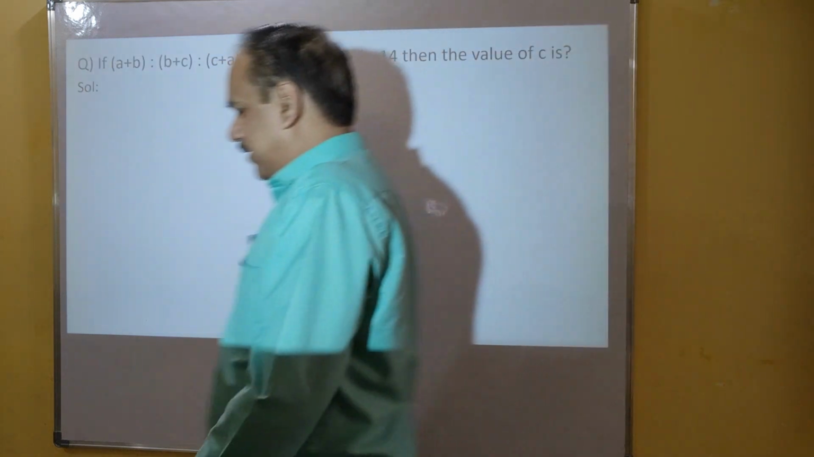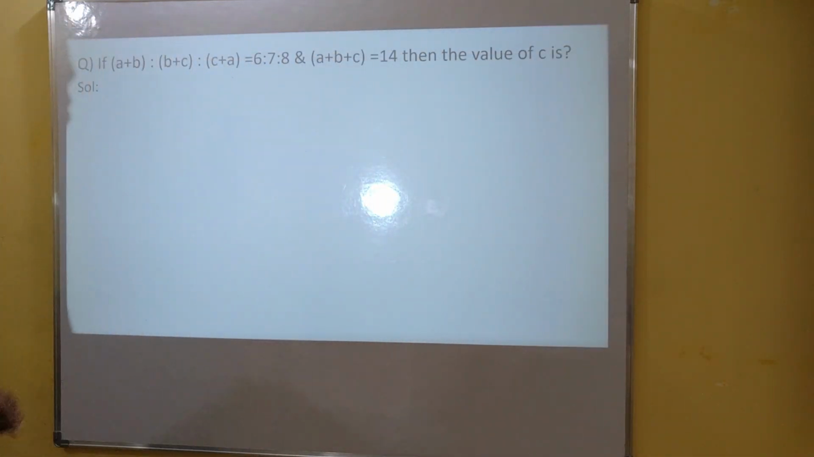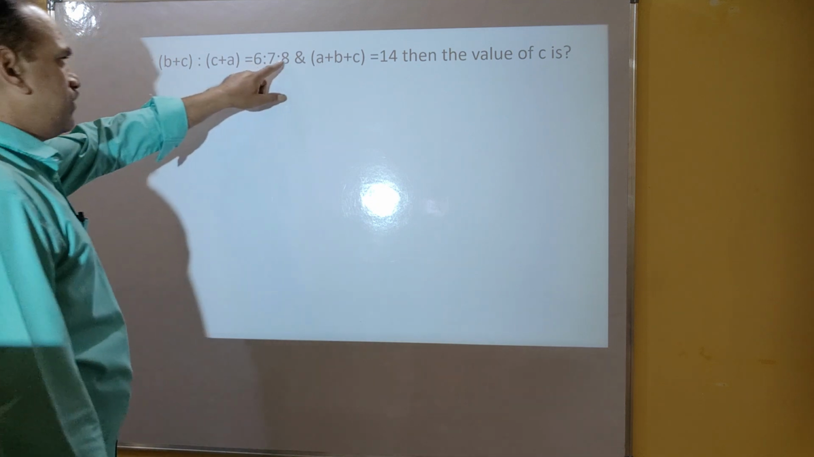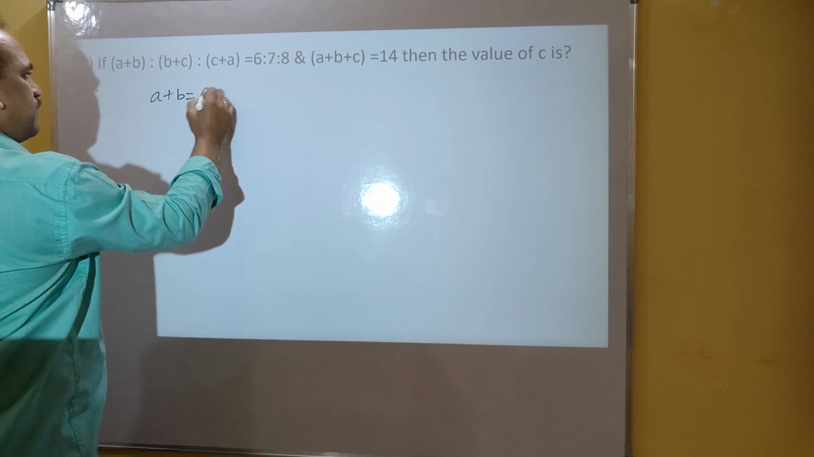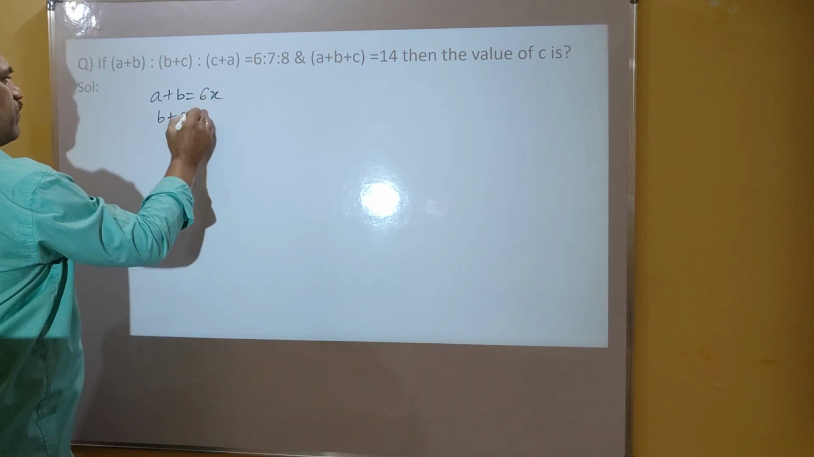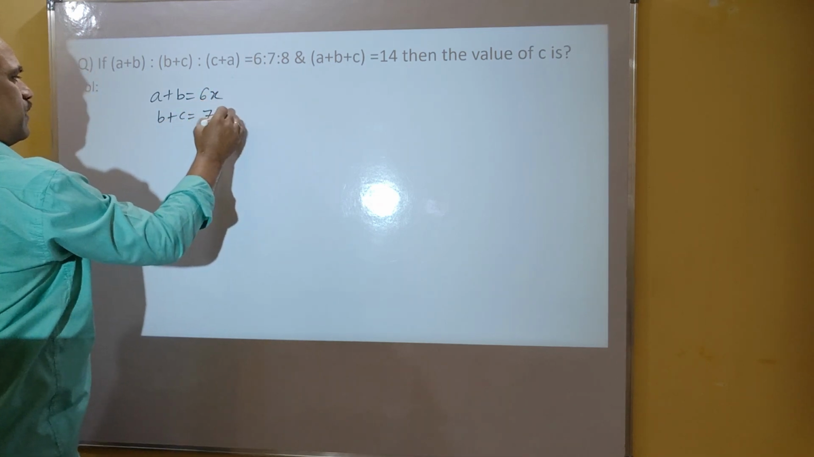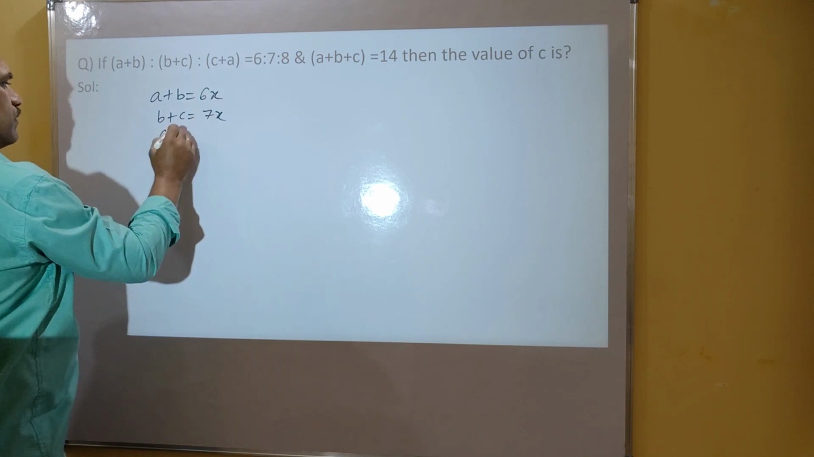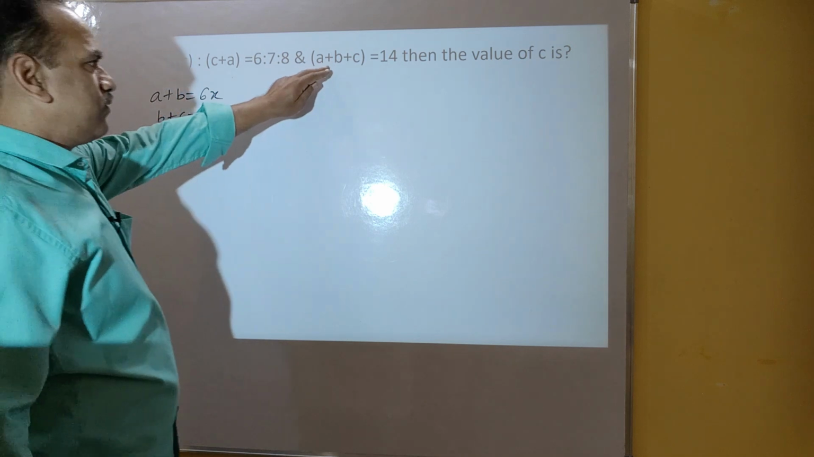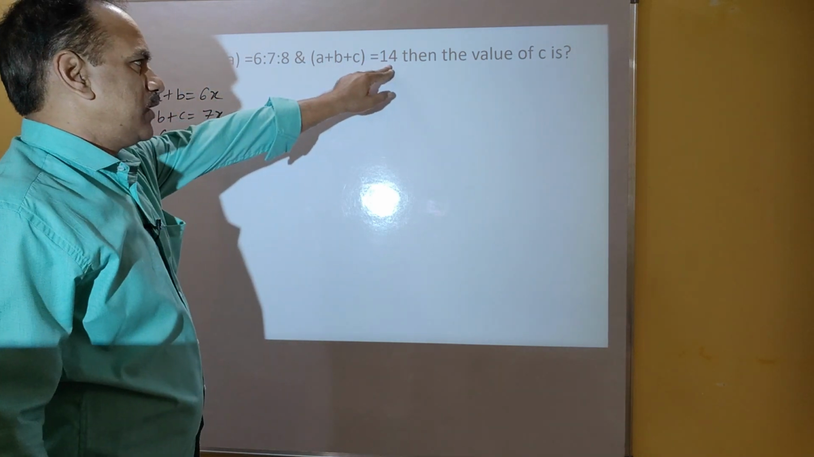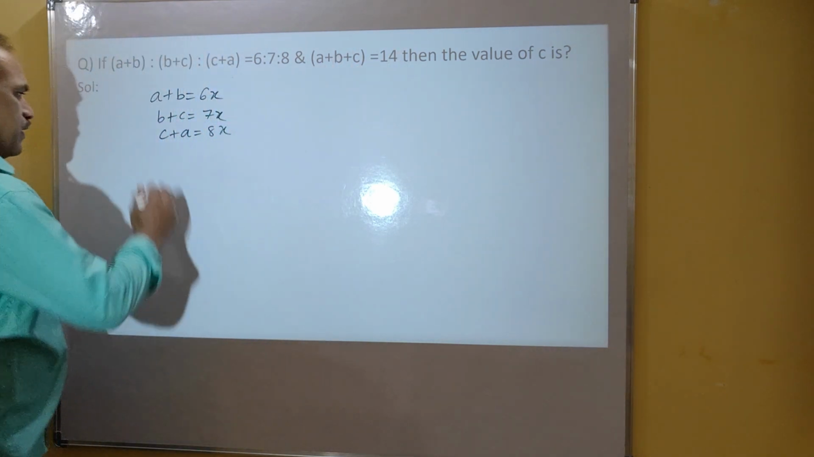In this problem, we are given A plus B is to B plus C is to C plus A equal to 6 is to 7 is to 8. So we can take A plus B equal to 6x, B plus C equal to 7x, C plus A equal to 8x. And also you are given A plus B plus C equal to 14. Then find the value of C.